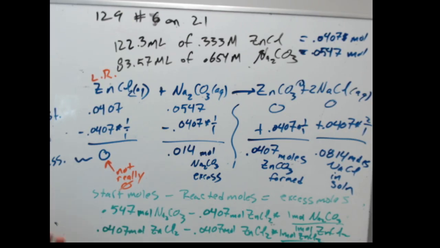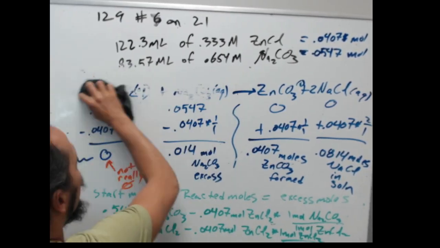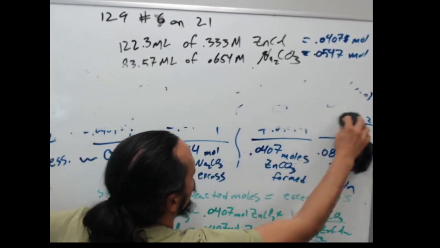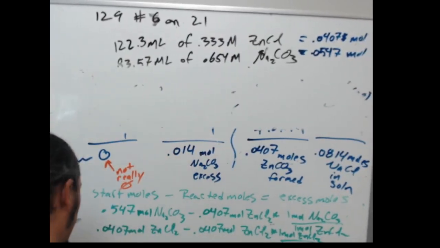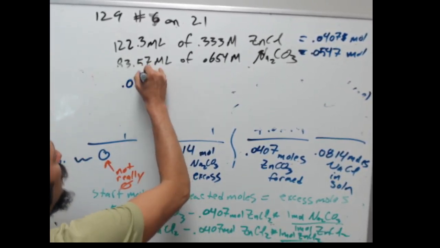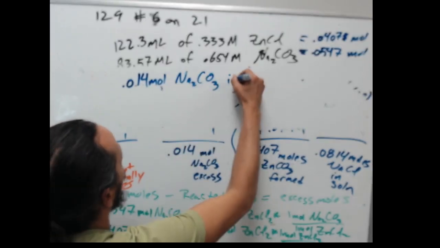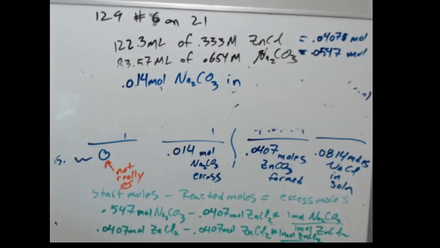And to figure that out, I'm going to do the same thing I did last time, and I'm going to take these blue numbers, these leftover numbers that I need, write them down, and then we'll do the equilibrium. So the numbers that I need from the stoichiometry are, I have 0.014 moles Na2CO3 in, what's this total amount? Let me get the total volume. That's the 122.3 plus the 83.57, 205.87.